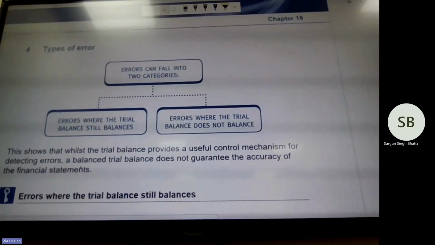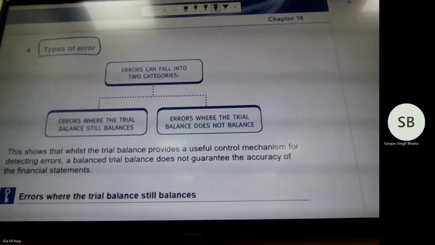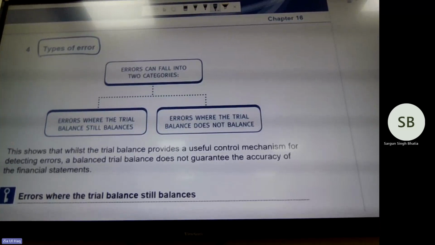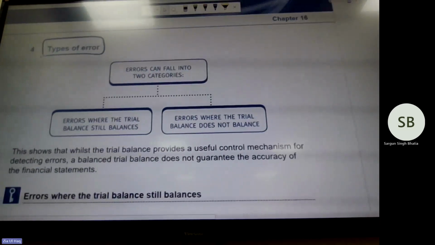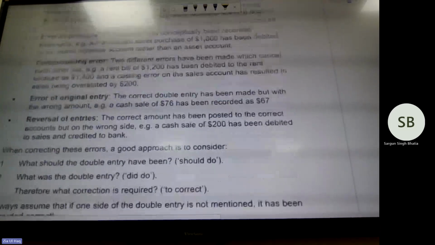Now we are moving towards the second topic, which is called types of errors. What are errors? Sometimes while recording accounting entries, we make some errors. This topic is called rectification of errors. Rectification of errors means we need to correct the errors. How can we correct an error?